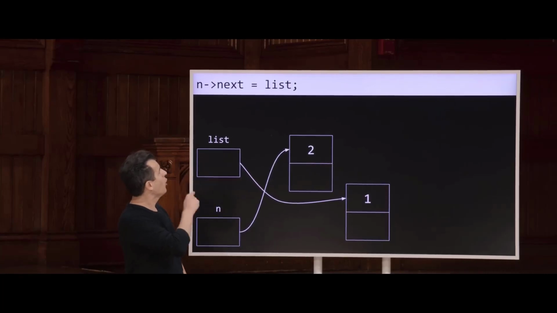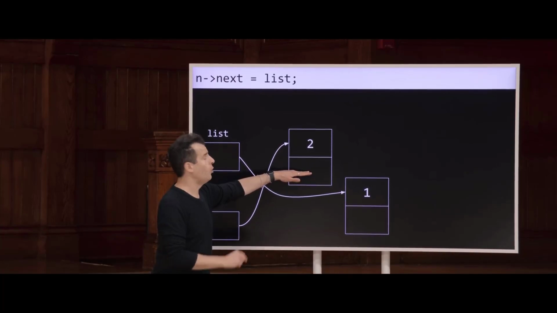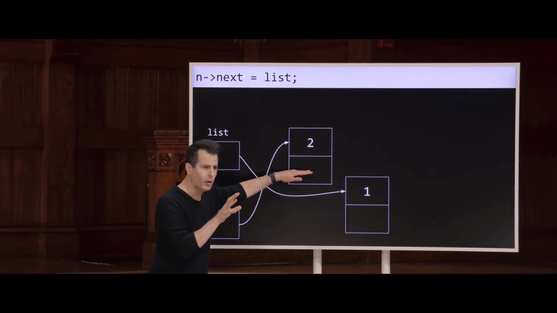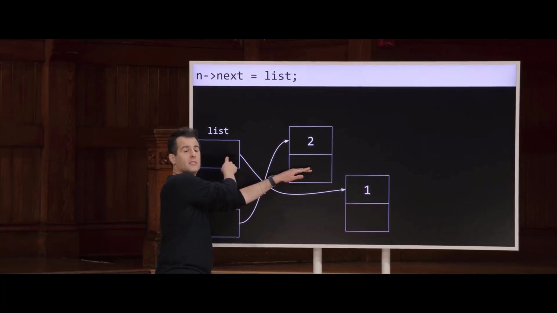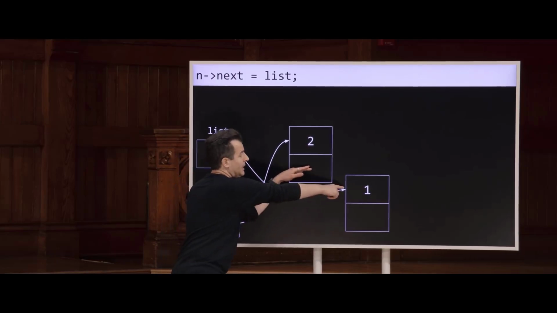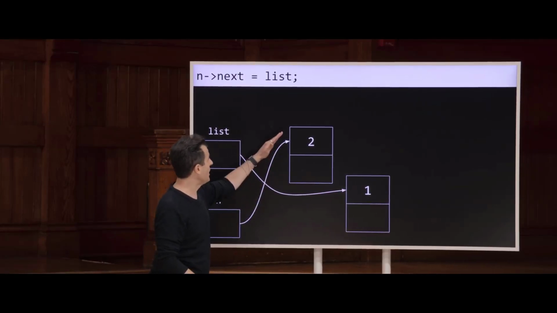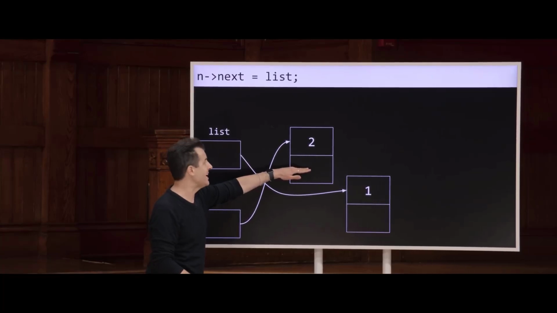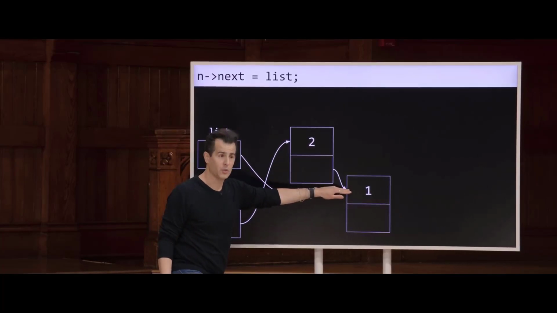OK, n arrow next. So n arrow next should equal the current list. And this is a little weird again, but recall what list is. List is this pointer here that just contains the address of the original address of the list. Or, equivalently, it contains this arrow, whatever it's pointing at. So what this means in this line of code, n arrow next means start at n, follow the arrow, access the next pointer, and set it equal to whatever list equals. So if list is pointing here, then next should point there as well.